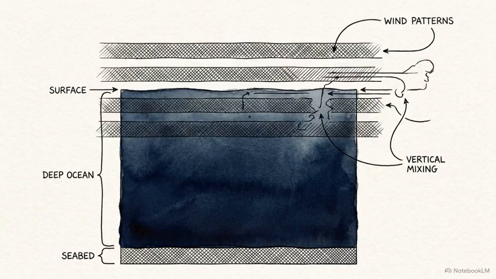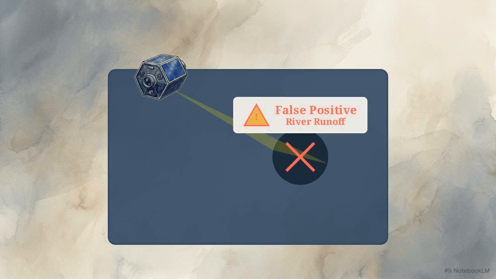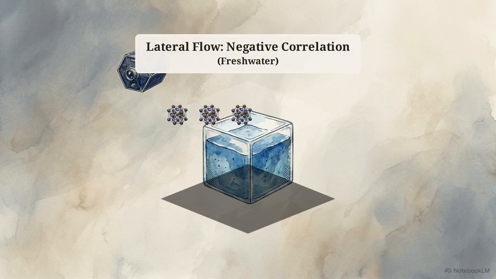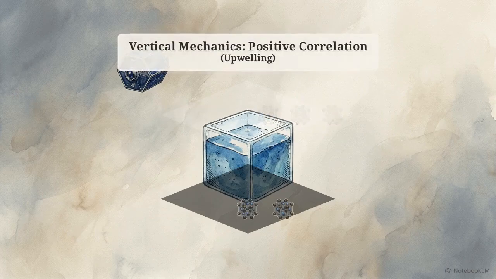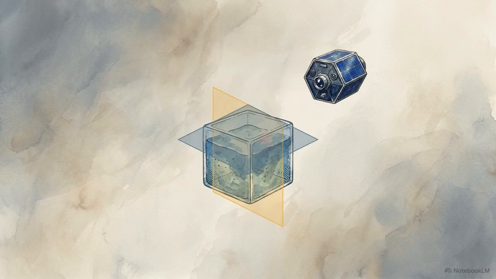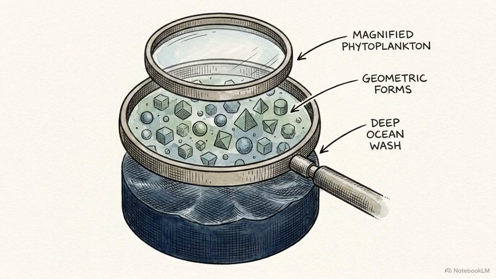Strong winds can drive this deep, dark water to the surface. If researchers rely on orbital color data without accounting for vertical dynamics, this upwelled water registers as a false positive for river runoff. Tracking CDOM requires a three-dimensional framework. A negative correlation maps the lateral flow of rivers, while a positive correlation maps the vertical mechanics of deep water upwelling. The influence of CDOM extends into the biological realm.